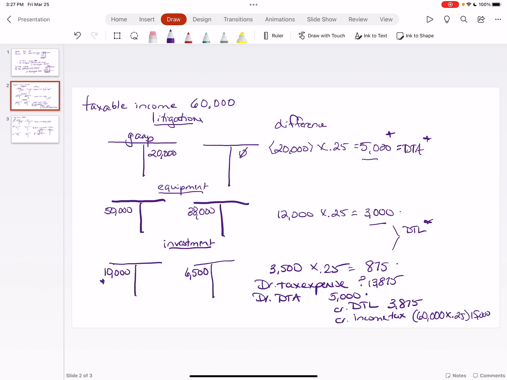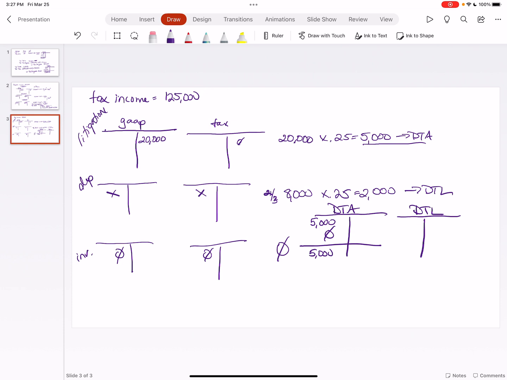For the DTL, we had a $3,875 balance from our entry last year. So that's our beginning balance, $3,875. But this year we only need a $2,000 balance there. So how will we do that? We will debit it $1,875. So let's piece that entry together again.